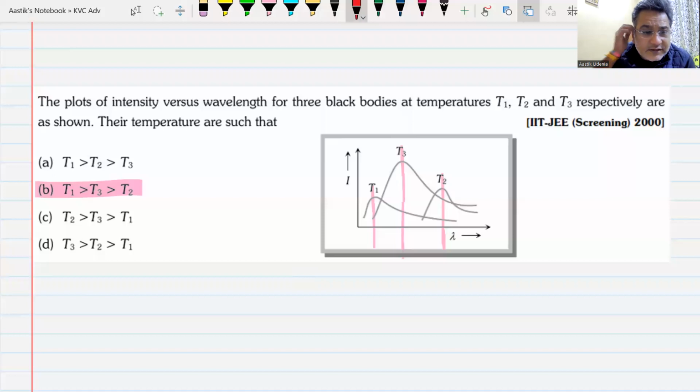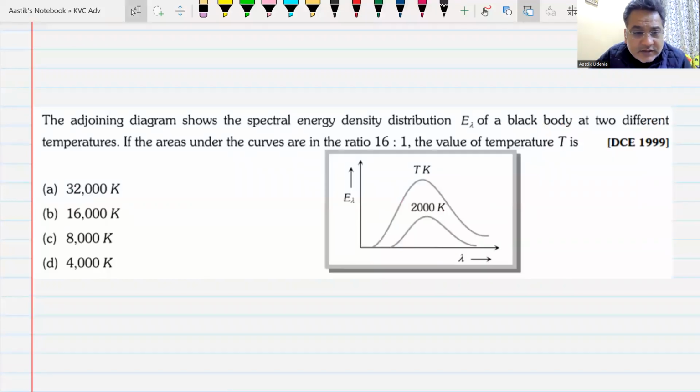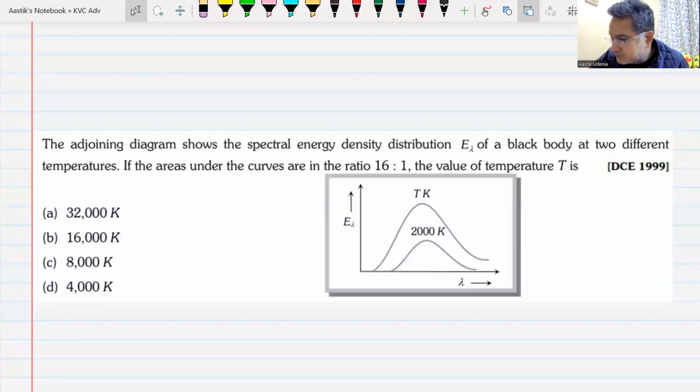Then this is the next question. The adjoining diagram shows the spectral energy distribution E lambda of one black body, the same black body, at two different temperatures. If the areas under the curves are in the ratio 16 to 1, what is the value of the temperature capital T? You have 2 minutes to give me the answer. And the answer is definitely 4000.